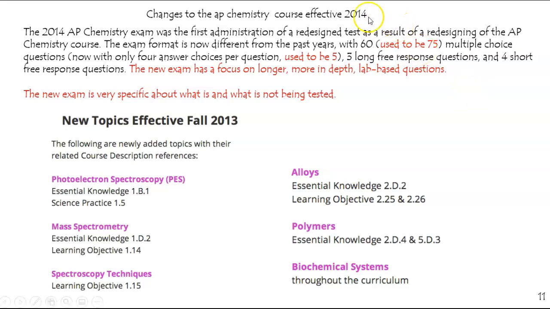In 2014, they did revise the course quite a bit. They added several topics shown here. Notice these are more non-mathematical. Spectroscopic techniques, and an overview of them. The focus was on more in-depth lab-based questions and a little less math. And there are also some minor changes in terms of the formatting.